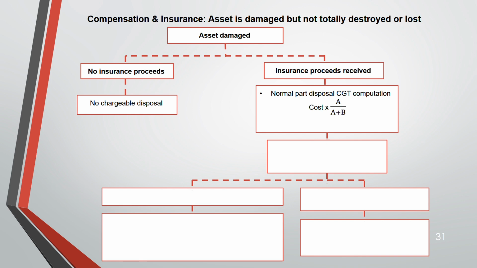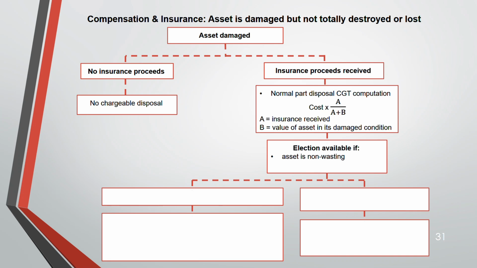Remember the part disposal for land? Same here. A divided by A plus B into cost. A is the insurance received. B is the value of the asset in its damaged condition, not good condition, damaged condition. Remember your A's and B's always.